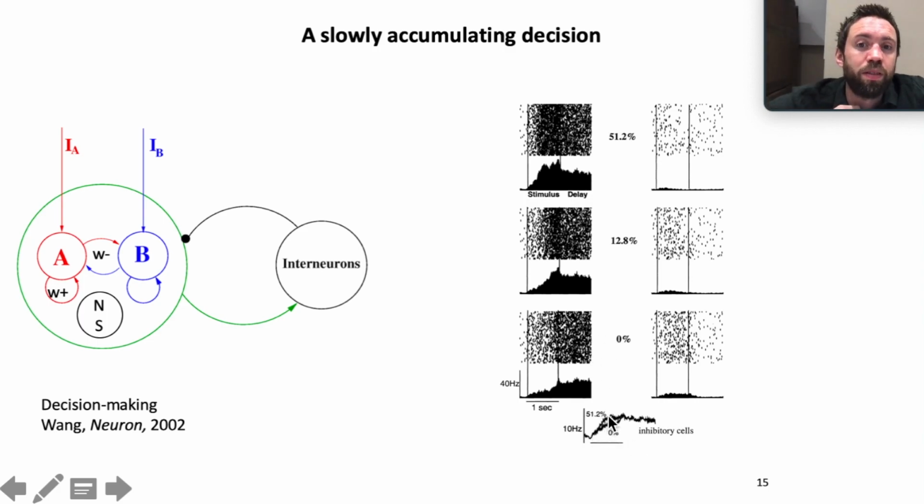We see that the buildup of information for the more coherent stimulus ramps up a little bit quicker, shown by this line with this higher slope, compared to the situation in which there is less coherence. So this signal ramps up more slowly towards the decision threshold.